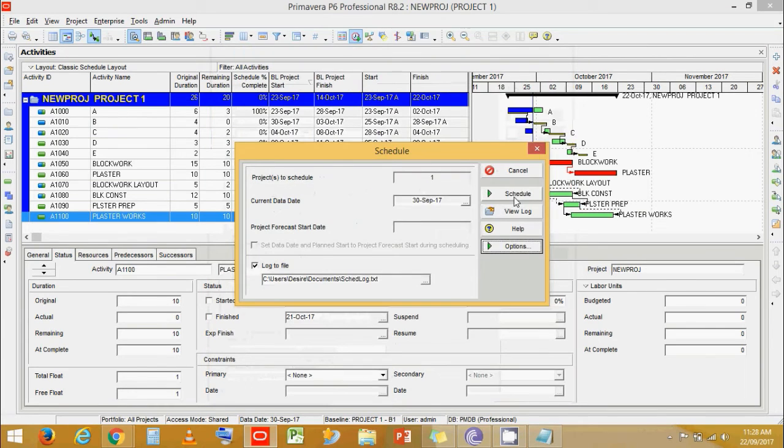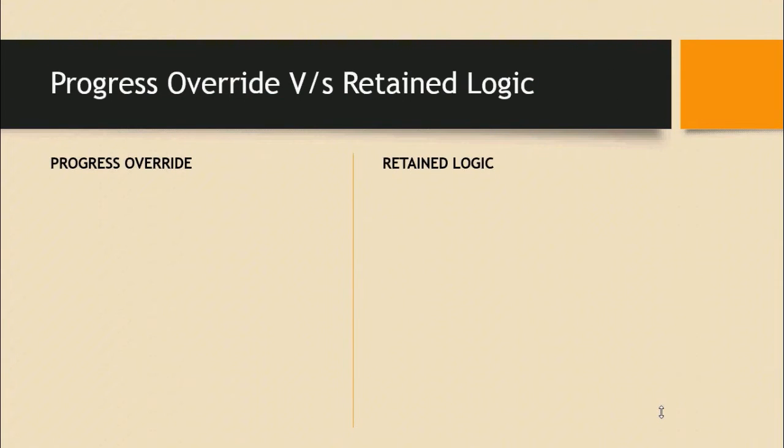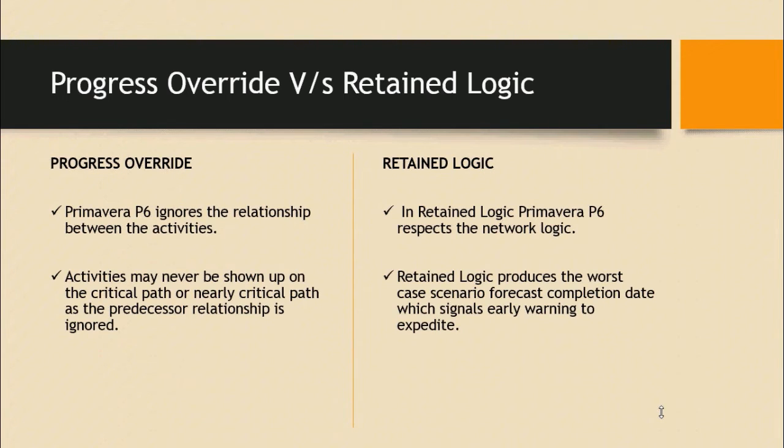And if I schedule again on, say, progress override, so you see that the end duration remains the same. Now, to understand the main difference between progress override and retain logic, Primavera ignores the relationship between activities in progress override, while in retain logic, Primavera will respect the network logic. In progress override, activities might never show up on critical path since the predecessor relationships are ignored, while in retain logic, it will create a worst case scenario completion date, giving an early warning sign to expedite the delayed work.